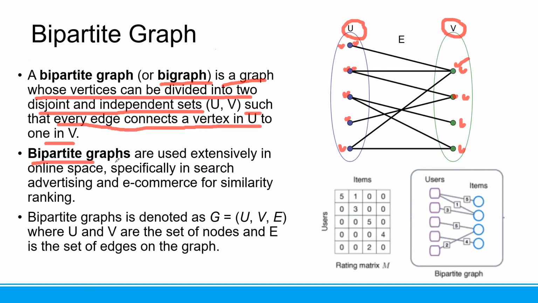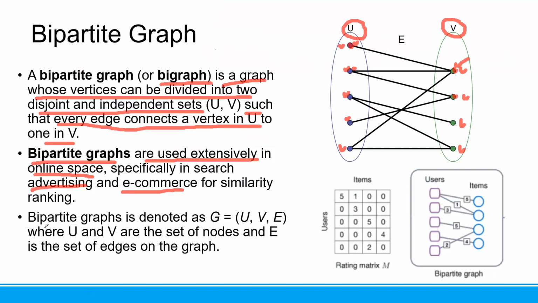So bipartite graphs are used extensively in online space. So you have Instagram, you have Facebook, you have other kinds of social media. Yeah, we call this the bipartite graph. We can have the connection of one community to another community, or one node to another node. It is used for, for example, advertising, for e-commerce, for similarity ranking.